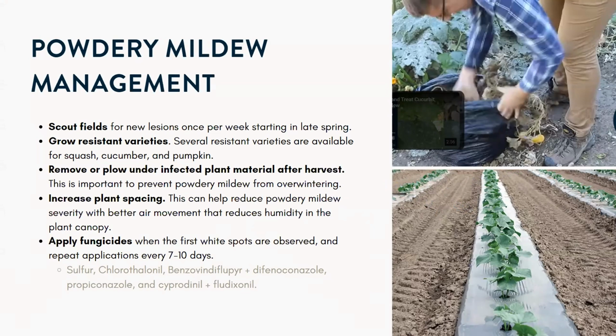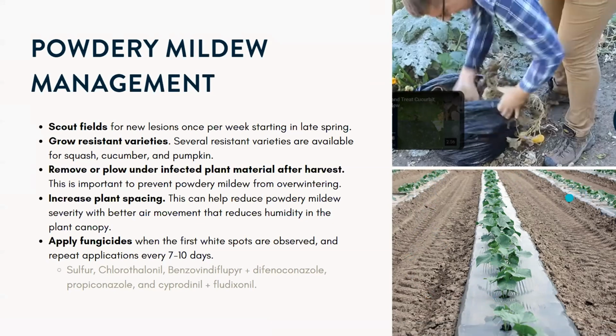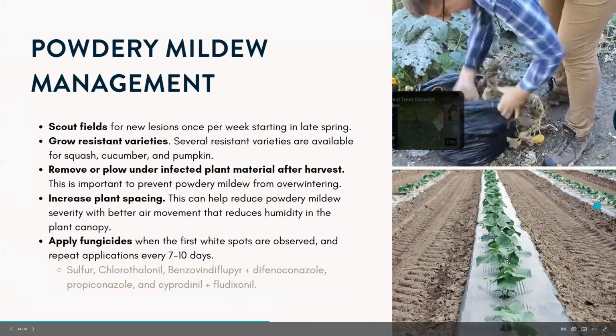If you look at the seed catalogs or the seed packet labels, they will tell you if they have some resistance. And then again, with the theme, always have good sanitation. So remove or plow under infected plant material after harvest. This is really important to prevent it from overwintering. And a lot of the other presenters talked about having good plant spacing. This will help reduce powdery mildew, because it allows better air movement amongst the plant canopy.